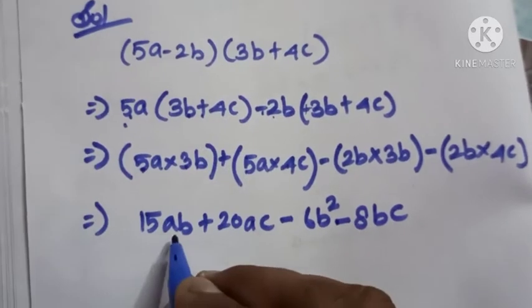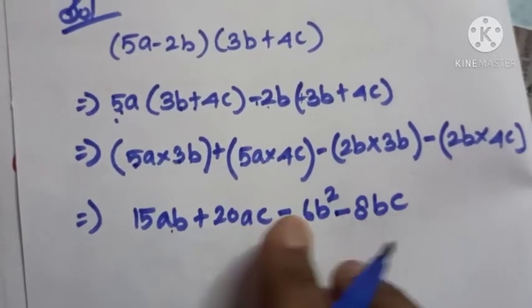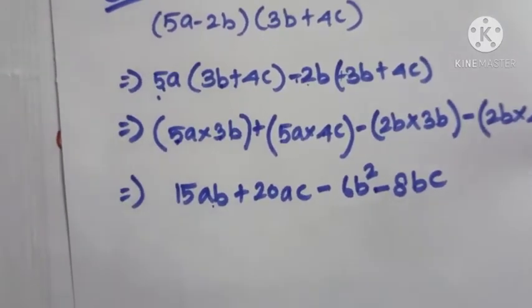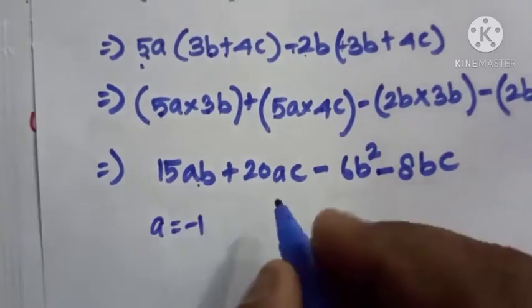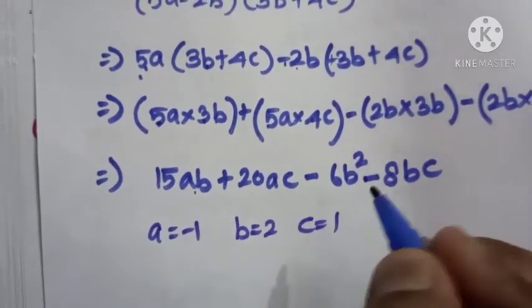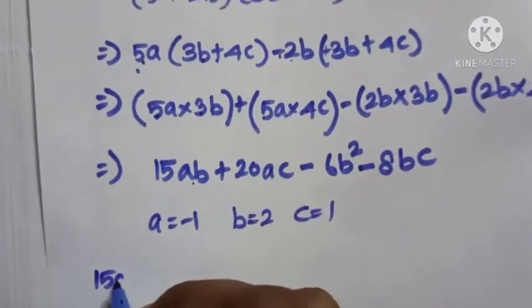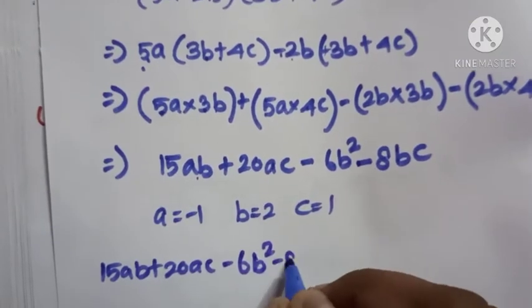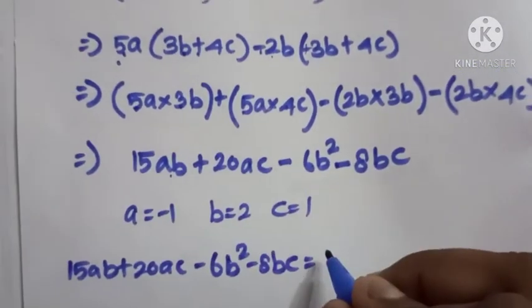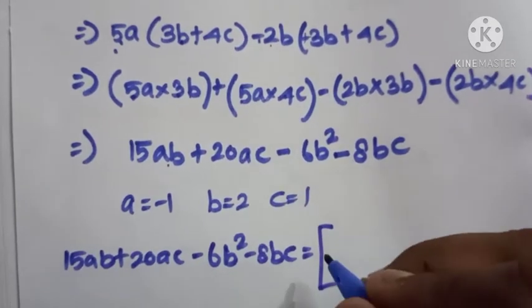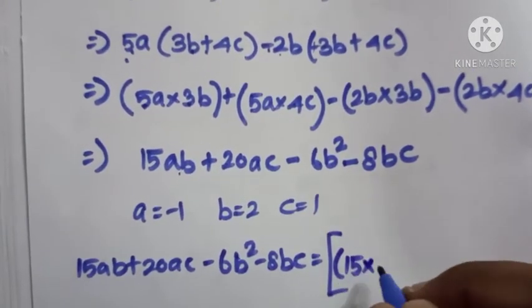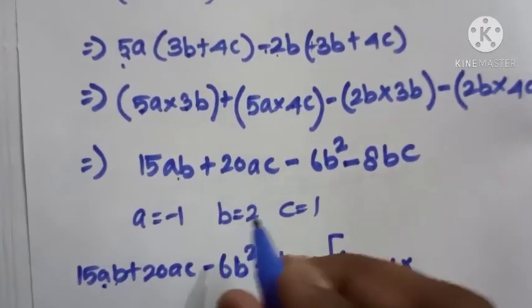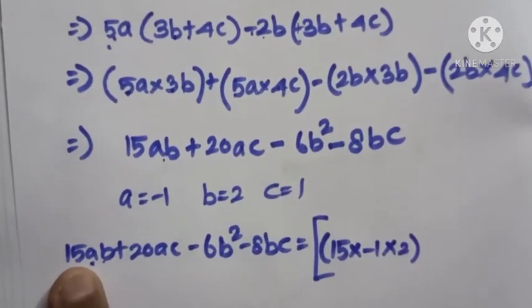Okay, so here ab, ac, b square, bc, all the terms are unlike terms, so we can't add or subtract. So directly we take over the values. a equal to minus 1, b equal to 2, c equal to 1. So first you write the product. 15ab plus 20ac minus 6b square minus 8bc is equal to, I just take over the square brackets, 15 into, what is the value of a? That is minus 1. Minus 1 into, what is b? 2. So I completed the first term 15ab.